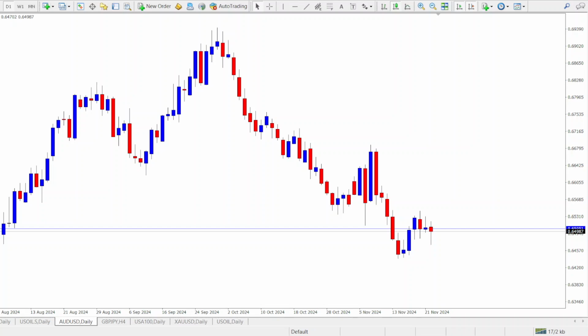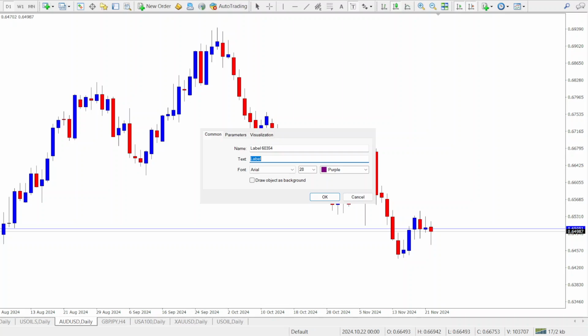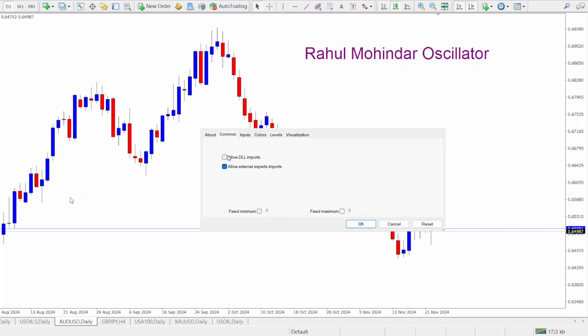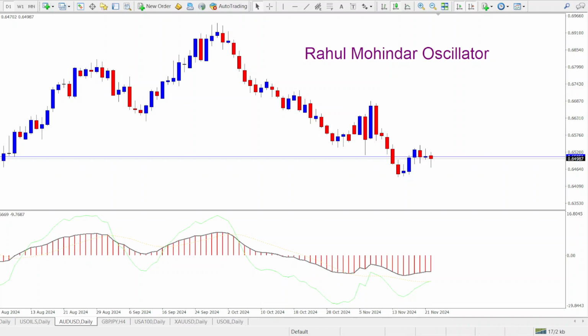Okay, so in this particular video, we are going to be talking about a custom indicator that is named Rahul Mohindar Oscillator. I am just going to write it here in case I didn't pronounce it properly, although I hope I did. This is the indicator that we are going to be discussing. It's a custom indicator, so you'll have to download it from an external site, after which you'll add it to your MetaTrader indicators library. Then once you have done that, you will be able to add the indicator to your chart. This is how the indicator looks.